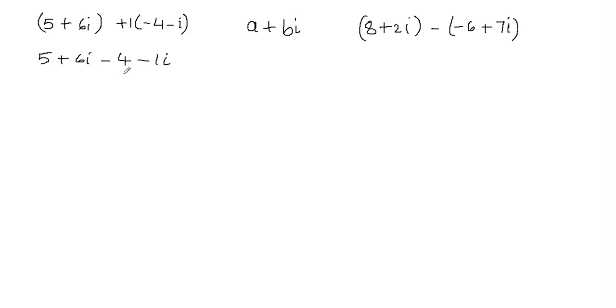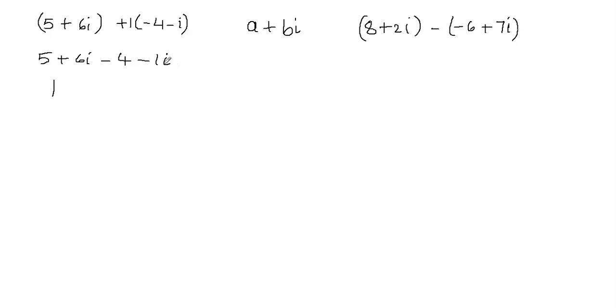Now the second step is we need to identify the real part and the imaginary part, and then combine the real part to the real part and imaginary part to the imaginary part. So we know that 5 and negative 4 are the real parts, right? So we can combine them. 5 minus 4 is 1. And then the imaginary parts are 6i and negative 1i. So we can combine these.